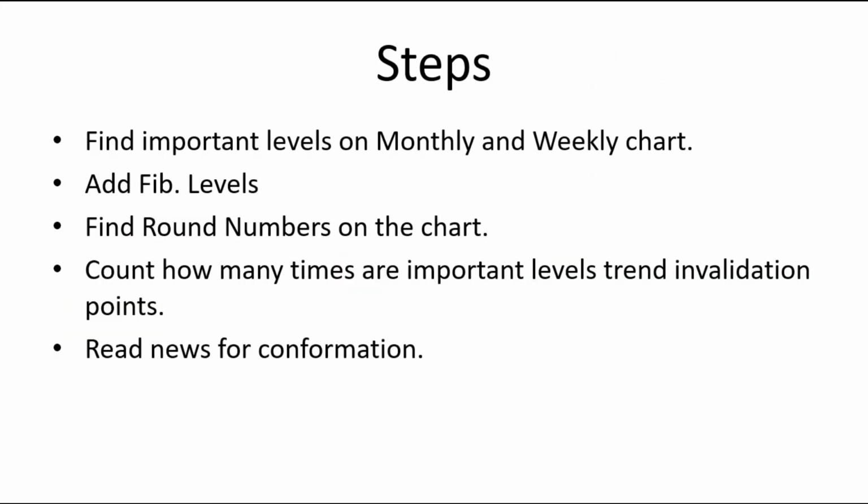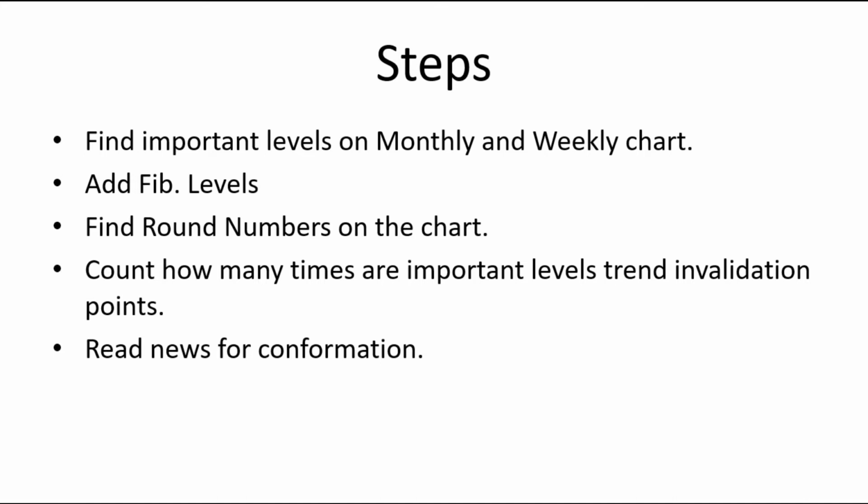Now let me show how we can draw the psychological levels in the best way. There are steps. First, you need to find important levels, usually on the monthly and weekly chart. Always start with charts like weekly and monthly. You need to have the big picture. Then you should add Fibonacci levels. Then you should find round numbers on the chart that are on those levels. For example, former support, former resistance, current support, current resistance, or the 50 Fibonacci level, or a former Fibonacci level, etc. Count how many times these important levels were trend validation points.